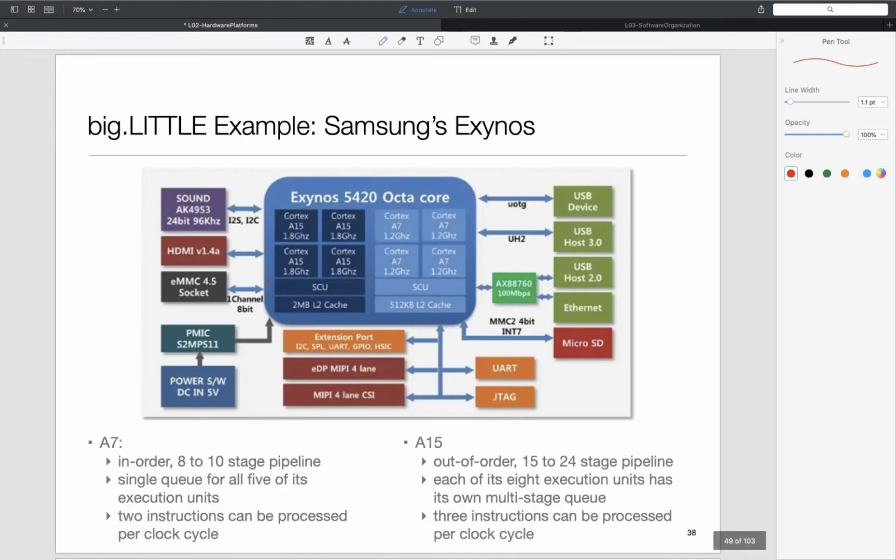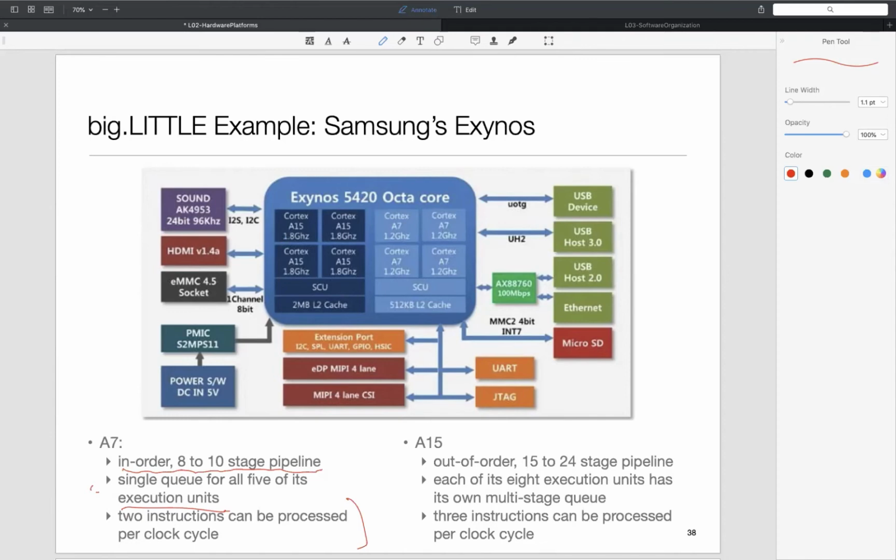In particular, the A7, which is a little one, is an in-order processor with an 8 to 10 stage pipeline. In-order means all the instructions which are coming are executed in the order in which they appear in the program. There is a single queue and there are 5 execution units. As a result, on average, it computes 2 instructions in any given clock cycle.